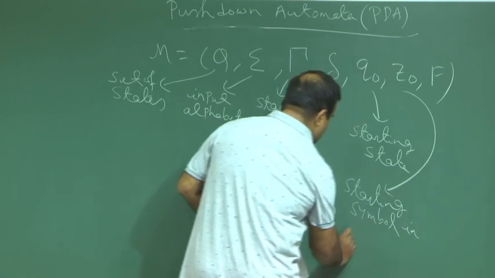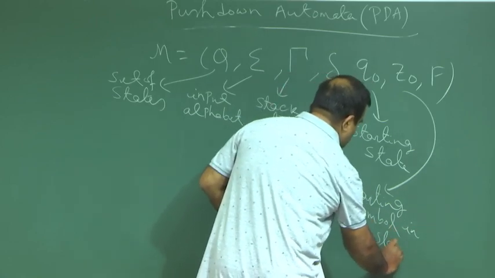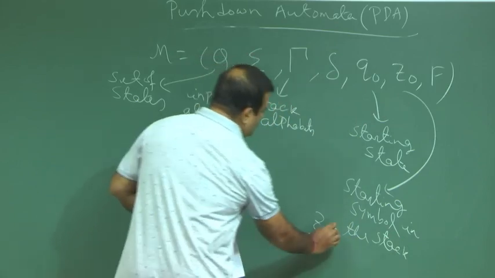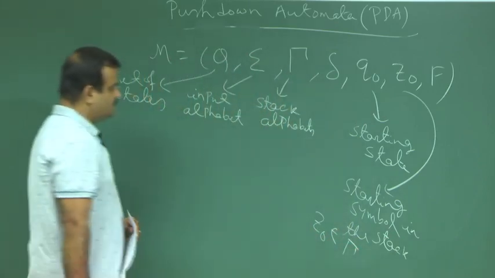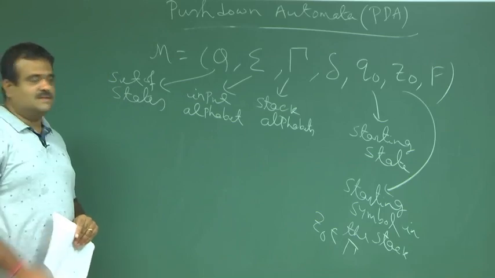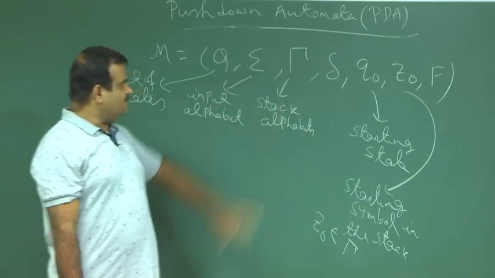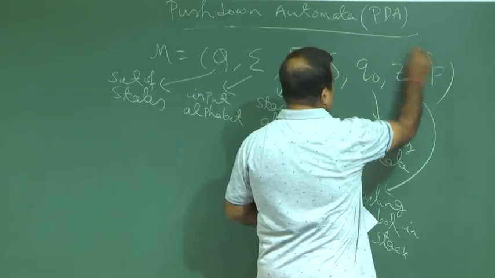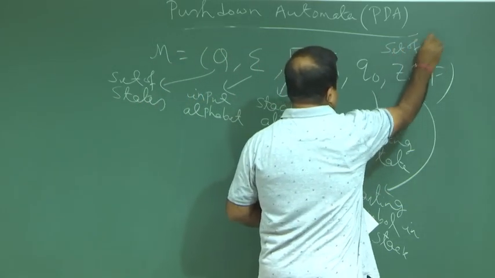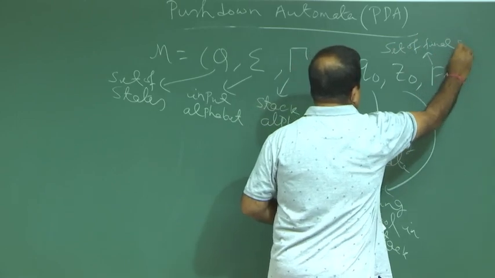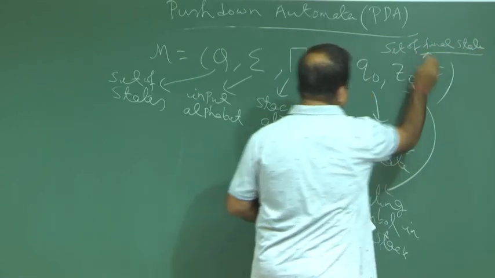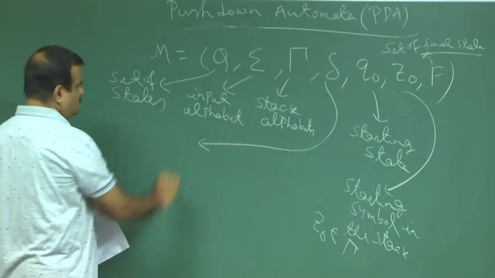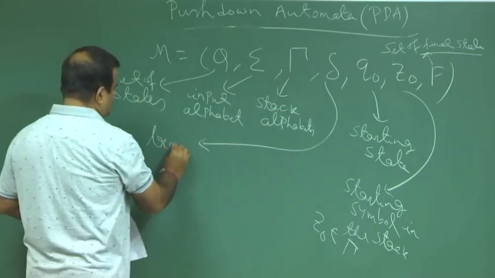in the stack. So, Z 0 is basically coming from this set, okay. Starting symbol of Z 0 is the stack alphabet. And this is the final state, this is the set of final states, which is a subset of Q. And this delta, this is the transition rule or transition function.